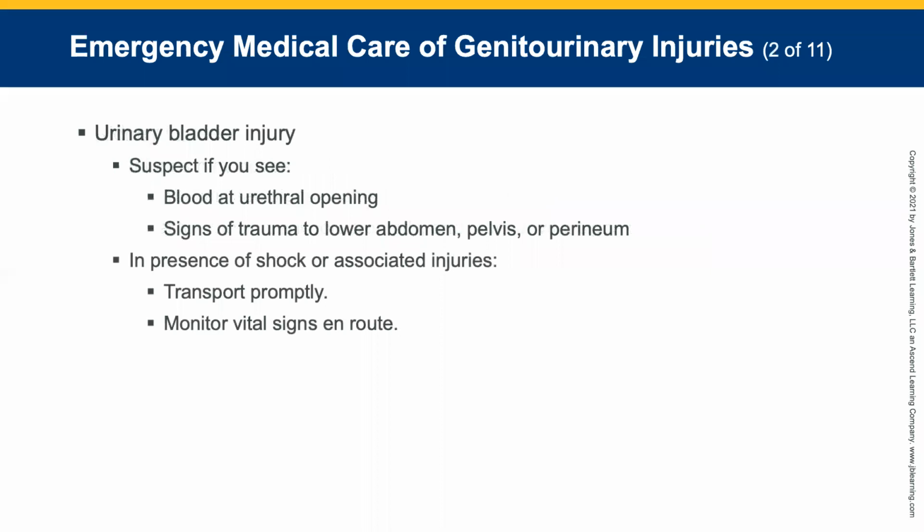If you think that their bladder may be ruptured, ask if you've seen any type of blood in their urine, or hey, when this happened, did you have the tendency to urinate and then you didn't? Signs of trauma to the lower abdomen, pelvis, or perineum. They may have real bad lower back pain. If shock-associated injuries are present, transport promptly. Get them to a facility so they can have surgery ASAP.